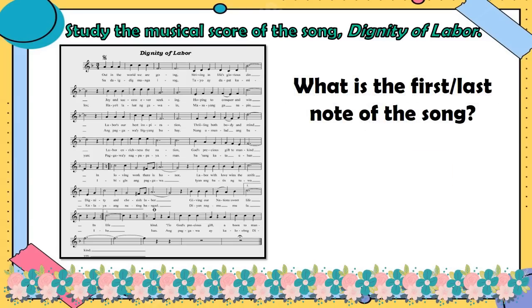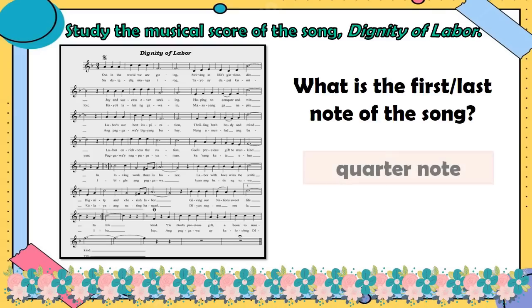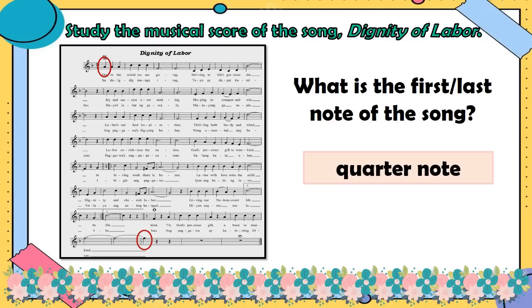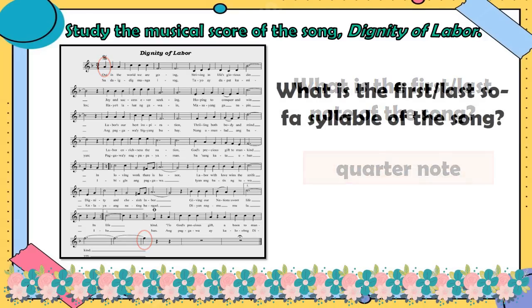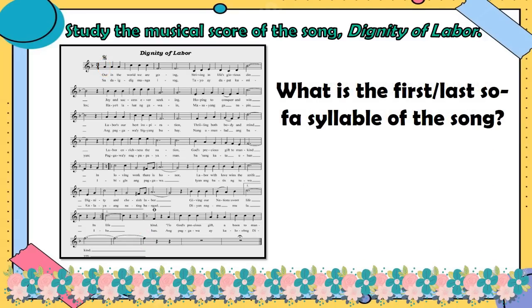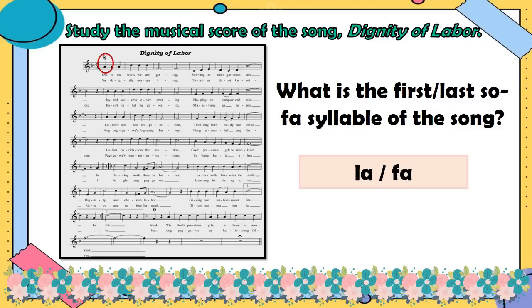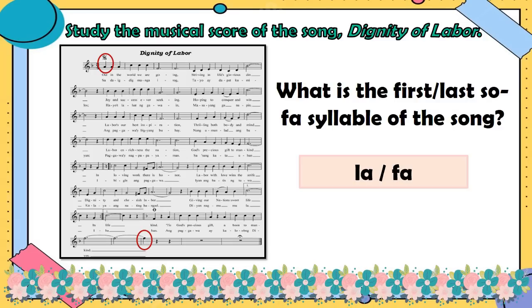What is the first or last note of the song? The first and last note of the song is quarter note. The first note is quarter note and the last note is quarter note. Next, what is the first or last sofa syllable of the song? The first sofa syllable of the song is la. And the last sofa syllable of the song is fa.